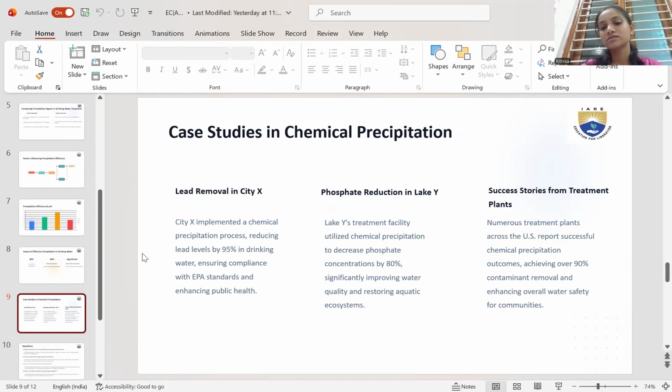Numerous treatment plants across the US report successful chemical precipitation outcomes, achieving over 90% contaminant removal and enhancing overall water safety for communities.